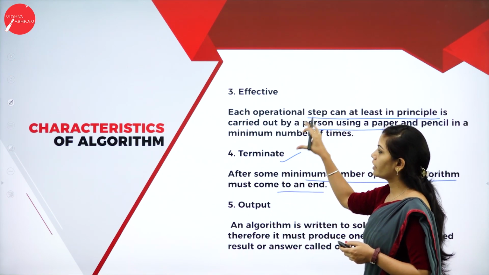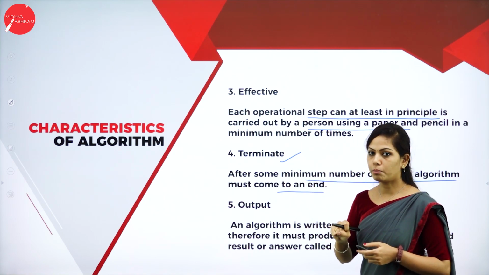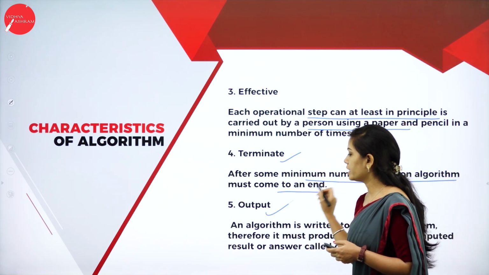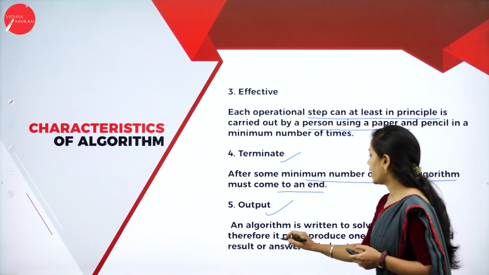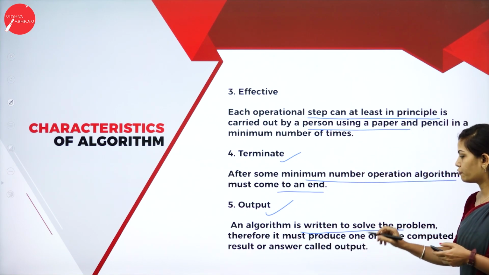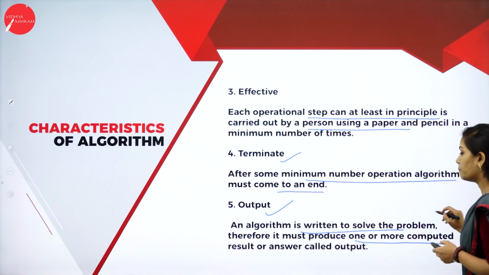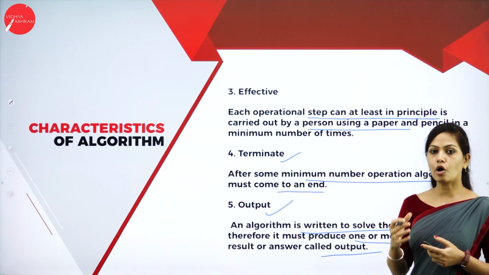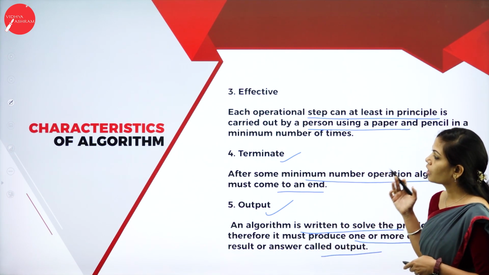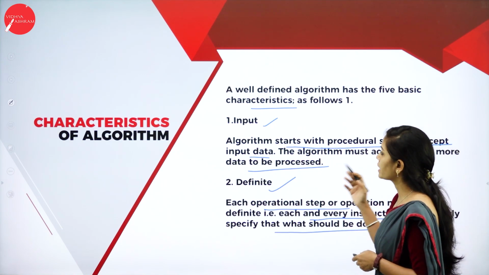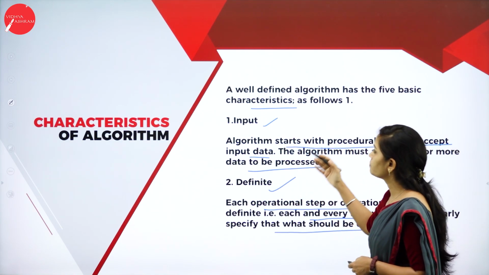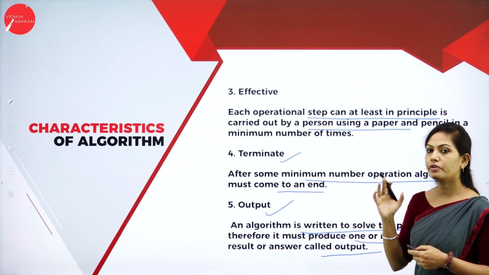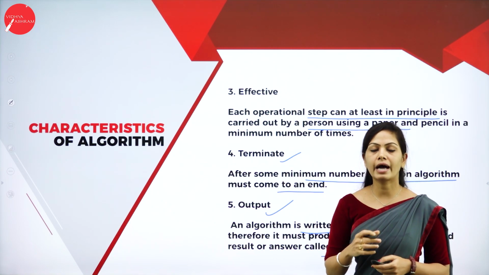Clear? So, here we have to use the logic of the problem and we have to end the problem, called terminate, and finally we will get the output. An algorithm is written to solve the problem, therefore it must produce one or more computed results or answers called output. So, totally we will get the desired output. Clear? So, in algorithms, we have some important characteristics called input, definite and effective, terminate and output. These are the steps we have to follow while designing an algorithm.